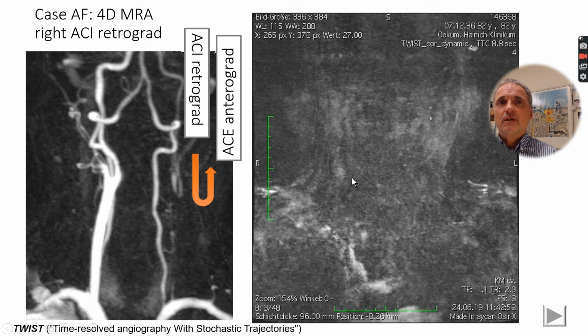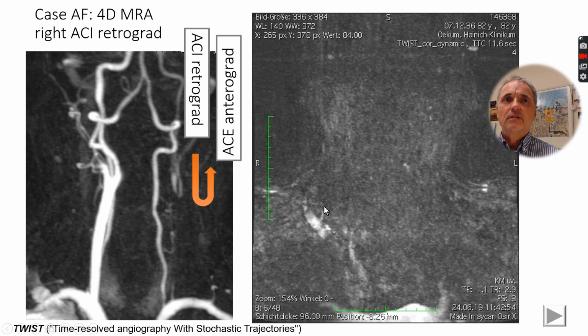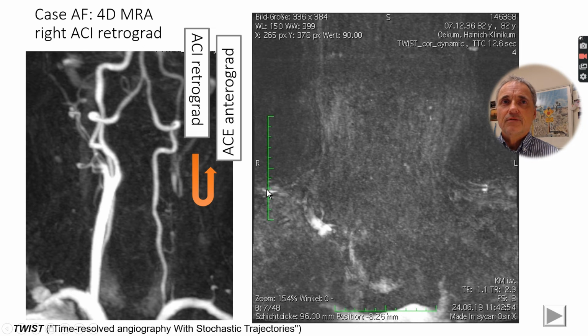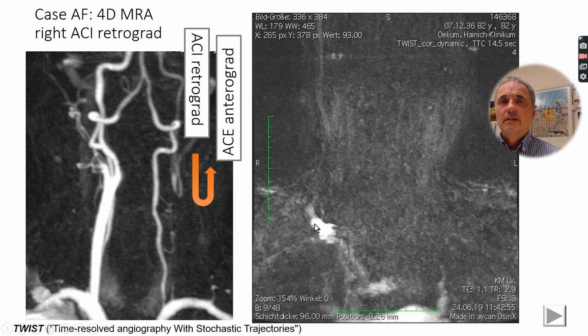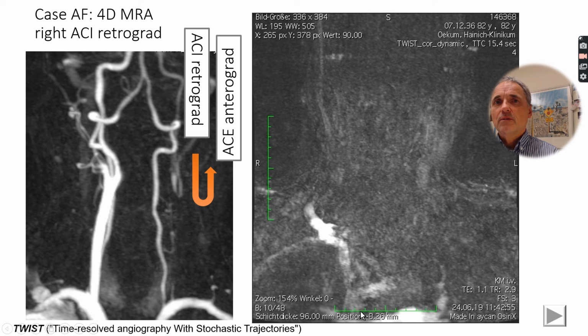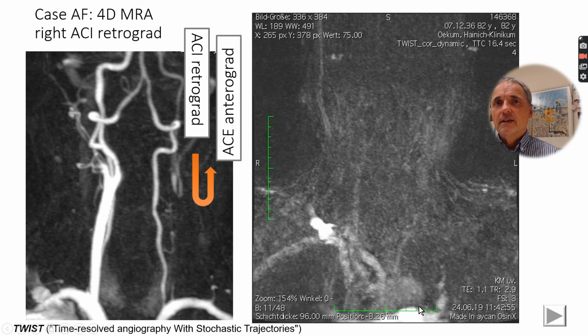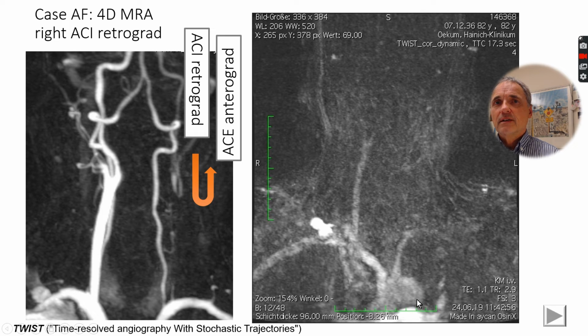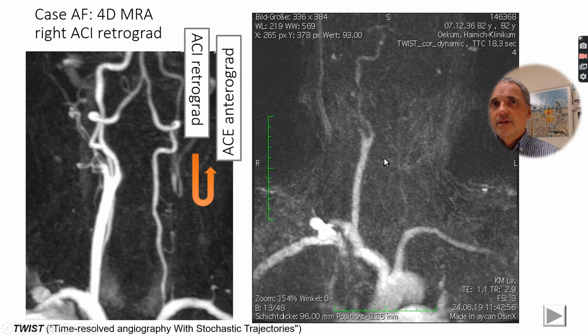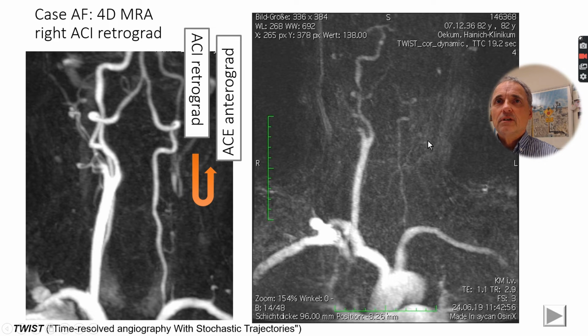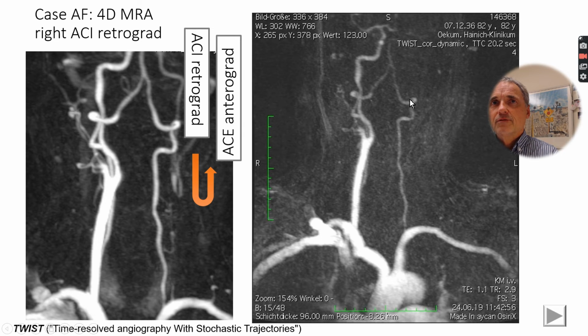We have the 4D MR angiography. 4D is for the time. So we have a contrast agent in the brachial vein. We have a contrast agent in the aortic arch. We have a contrast in the right common carotid and the right internal carotid, also in the left vertebral.